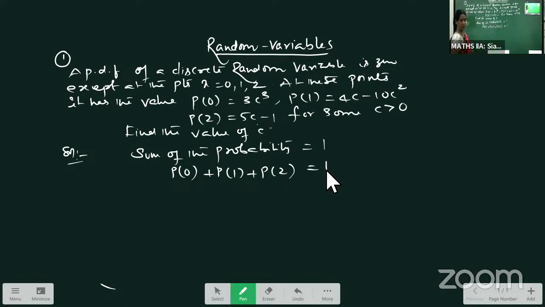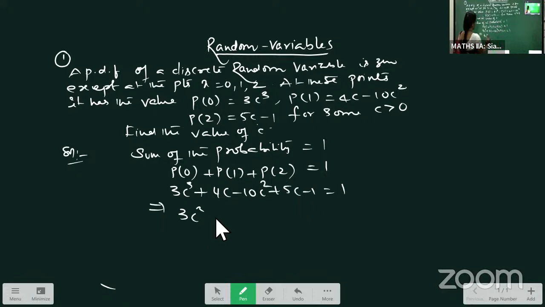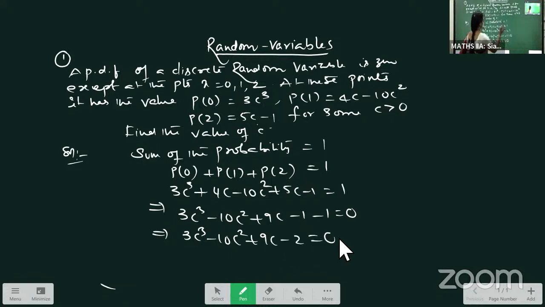What is the P of 0 here? P of 0 is 3c cube, plus P of 1, 4c minus 10c square, plus 5c minus 1, is equal to 1. Then here 3c cube minus 10c square, this is 9c, and minus 1, bring this one here, minus 1 is equal to 0. Do you understand it? 3c cube, minus 10c square I wrote here, 4c plus 5c is 9c, and I have brought this minus 1 here. Now this is becoming 3c cube minus 10c square plus 9c minus 2 is equal to 0.